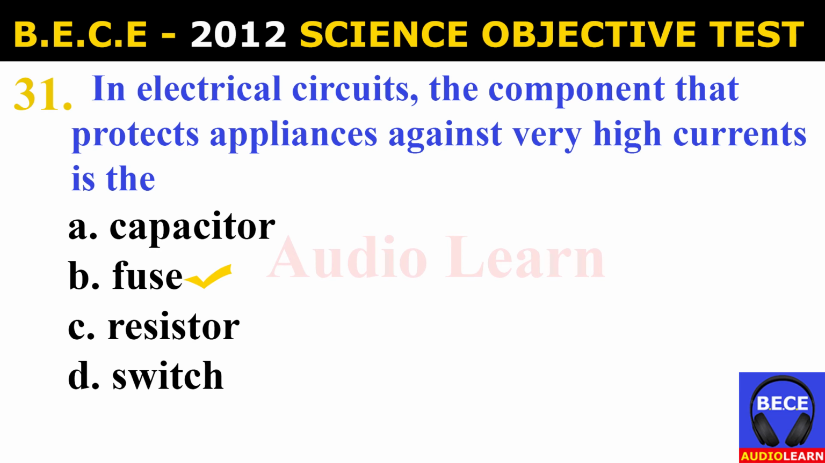Number 31. In electrical circuits, the component that protects appliances against very high currents is the A. capacitor, B. fuse, C. resistor, D. switch. And the answer is B. Fuse. In electrical circuits, the component that protects appliances against very high current is the fuse.